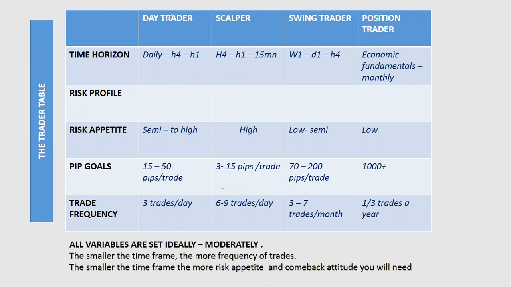So over here we have the type of traders, and over here we have the time horizon, the risk profile. This one is subjective. Risk appetite, pip goals, and trade frequency. We'll start from the day trader. Like I said, you have to still read about it. This is a summary. You need to go further and dig and read about it. Try and fit it in yourself.